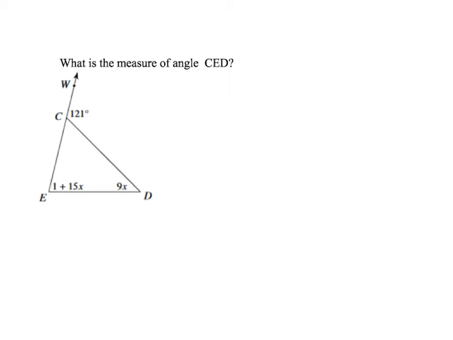What I do have is an exterior angle. The 121 is the exterior angle on the outside. I know that the exterior angle is also equal to the sum of the opposite 2 angles. So that means the 1 plus 15x, my angle E, put together with my angle D of 9x is going to equal 121. The sum of the 2 opposite angles equals the exterior angle.